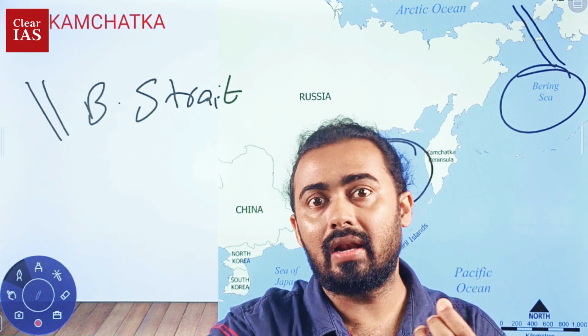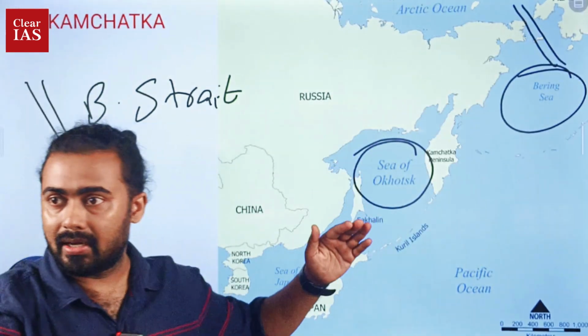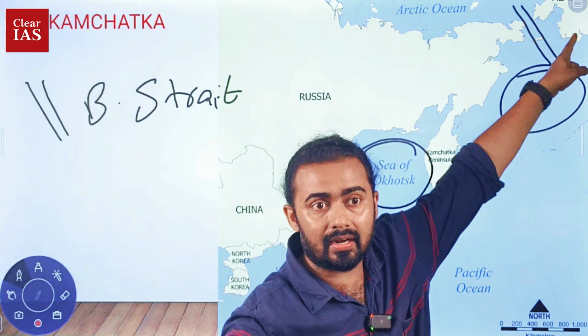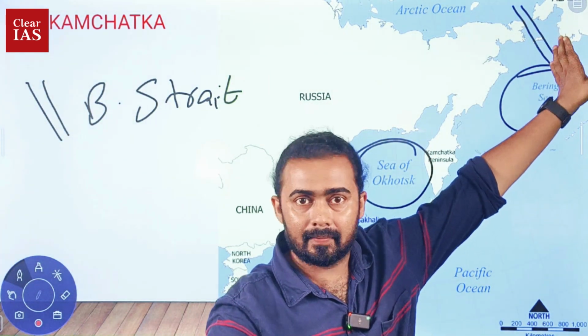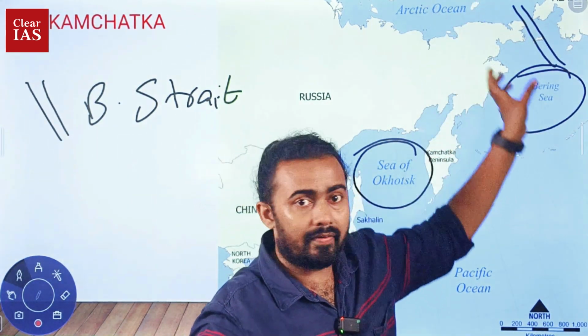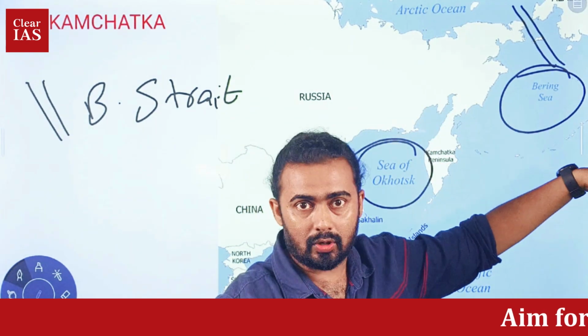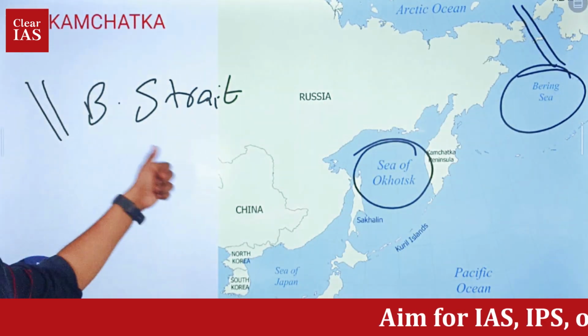Land masses. So a narrow water body between two land masses is a strait. What are the land masses here? This is Russia here, and Alaska is there, which is part of the USA. In between Alaska and Russia, we have a narrow strip of water which connects the polar regions to the Pacific Ocean. That is called the Bering Strait.